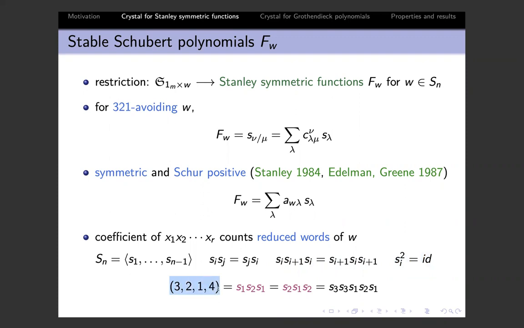Here's an example. Here's a permutation in one-line notation. This means one is mapped to three, two is mapped to two, three is mapped to one, four is mapped to four. Then in terms of our generators, this can be written as s_1 s_2 s_1. But by our braid relation, this is also equal to s_2 s_1 s_2. Both of these are reduced words for this permutation because they are the shortest way of writing the permutation in terms of the generators. Here's another way of writing this permutation, but this would not be reduced, because s_3 times s_3, by this relation, is equal to the identity. So the first two are reduced words, and the last is not a reduced word.